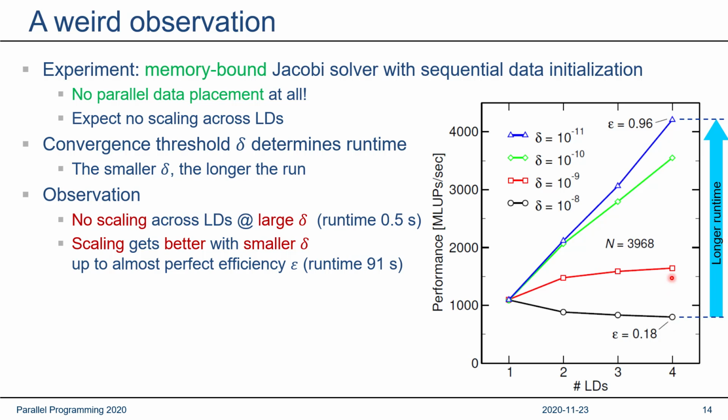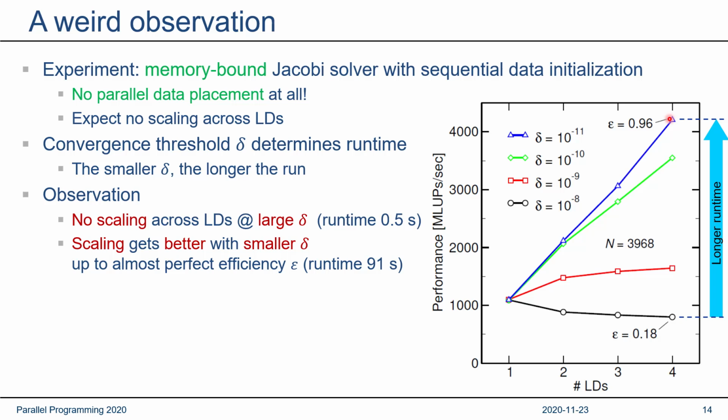However, as we increase the runtime, or as we tighten the convergence threshold, the runtime gets longer and longer, and the longer the program runs, the better it scales. So at delta equals 10 to the minus 11, where the runtime is about 90 seconds instead of 0.5 seconds in the beginning, we get almost perfect scalability of 0.96.